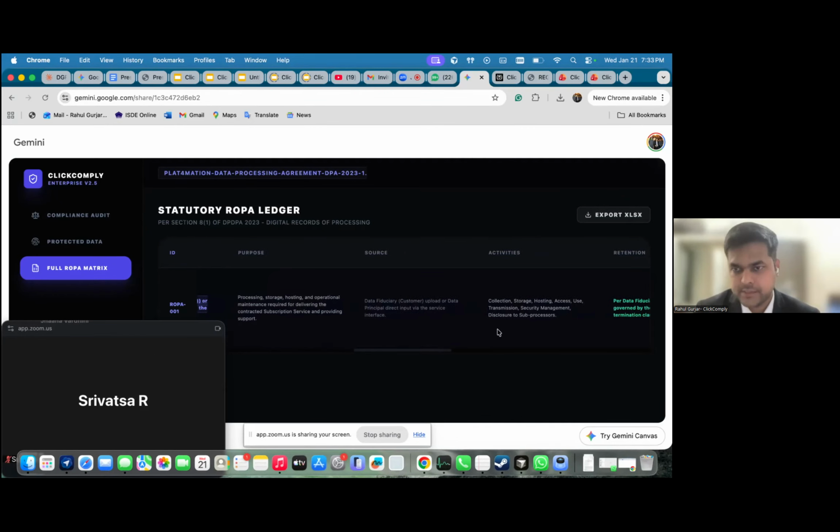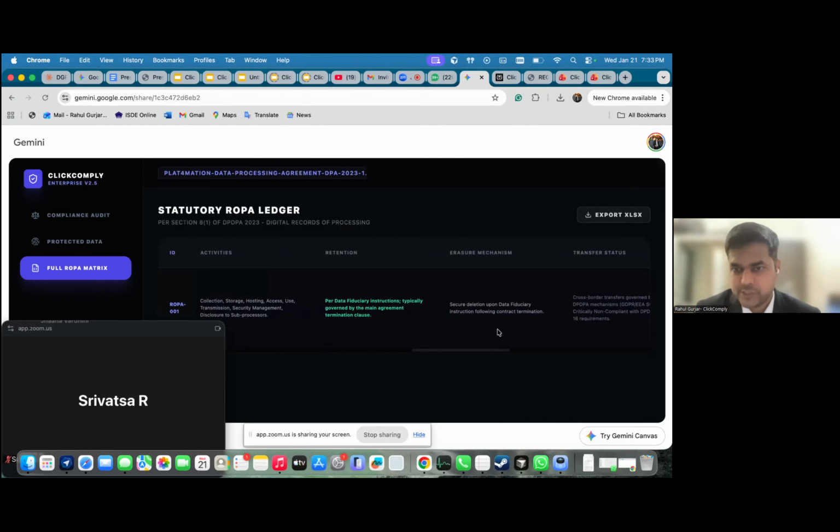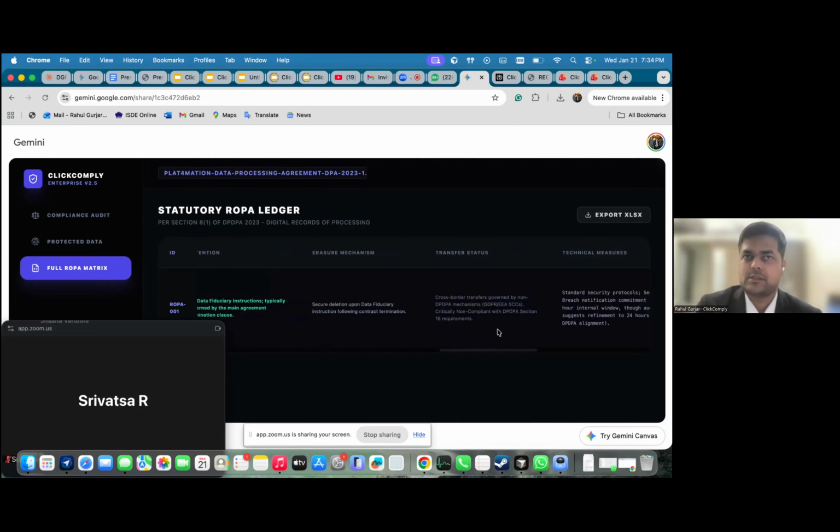Then, what are the activities? What is the retention period? Then, what are your erasure mechanisms? What is the transfer status? If there are international transfers involved, then that has to be recorded, because Indian data cannot just willy-nilly go outside of the country unless there are SCCs, unless there are other contractual clauses and this and that.